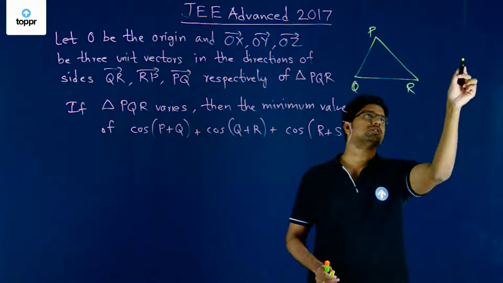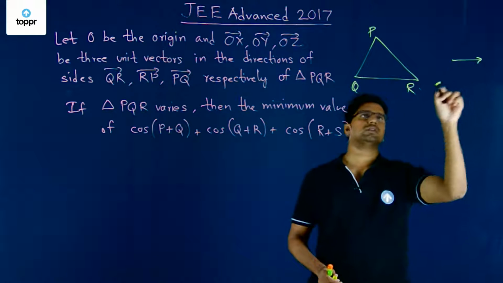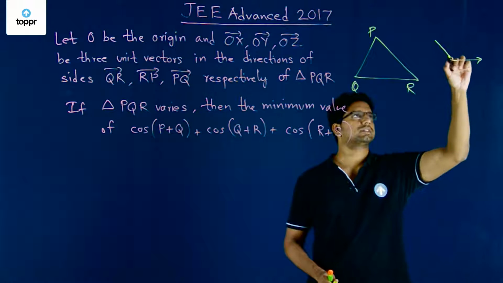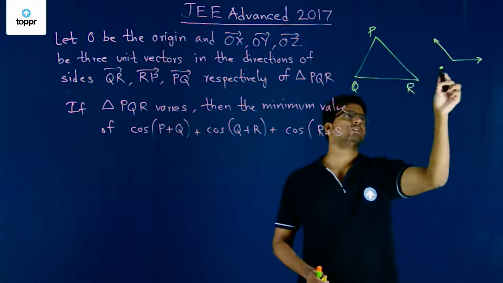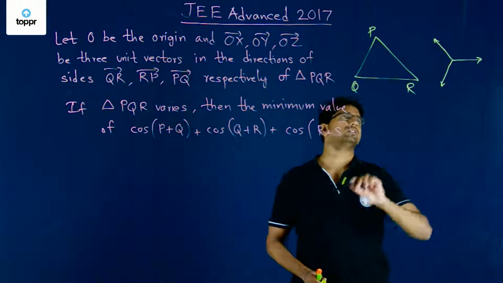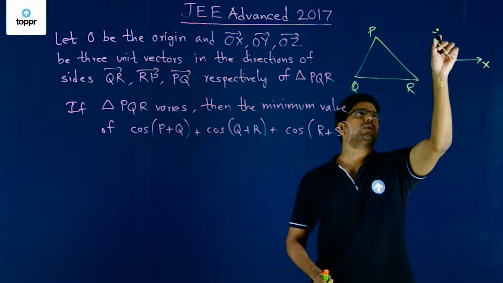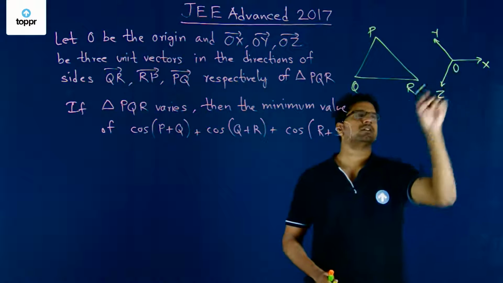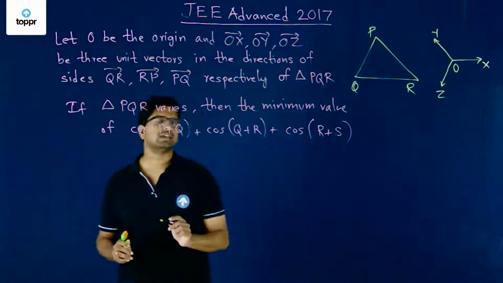Okay, and what are these unit vectors? This is the first unit vector, this is the second unit vector which is parallel to this, and then we have the third unit vector which is parallel to this. So this is OX, OY and OZ. Okay, now what is being asked?